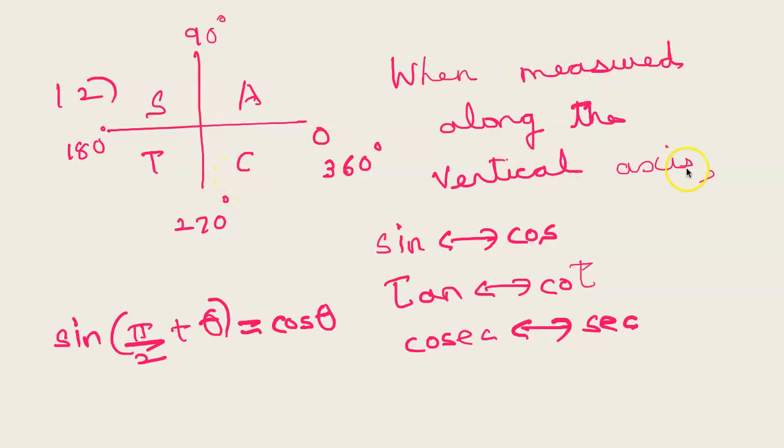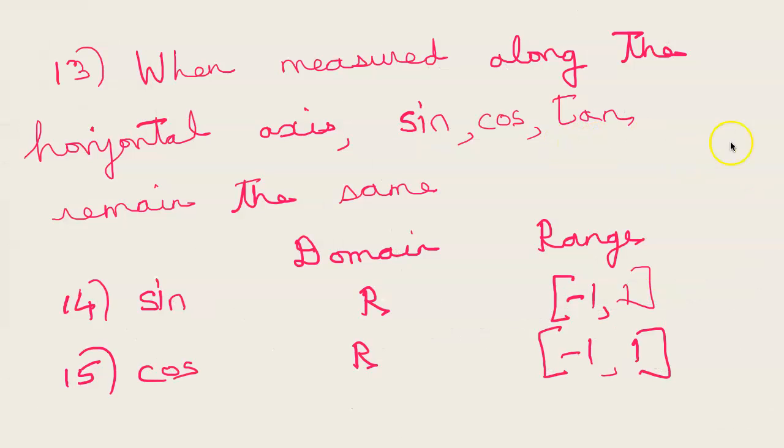Now when measured along the vertical axis, sin changes to cos, tan changes to cot, cosec changes to sec and vice versa. Example, sin pi by 2 plus theta will be, it's on the vertical axis, so sin changes to cos, and second quadrant sin is positive, so it is cos theta. When measured along the horizontal axis, sin, cos, tan remain the same.